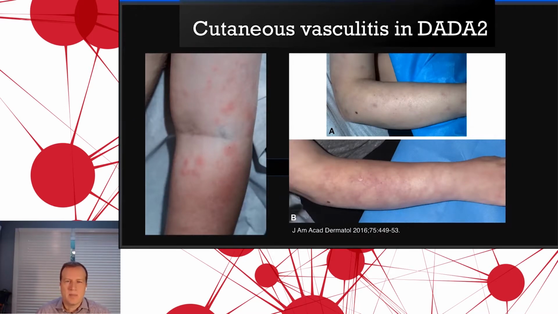On the right, this is a patient who had biopsy-proven PAN-like involvement of the skin, and then at subsequent visits, she went on to develop a more typical livedo pattern as we see in DADA2.